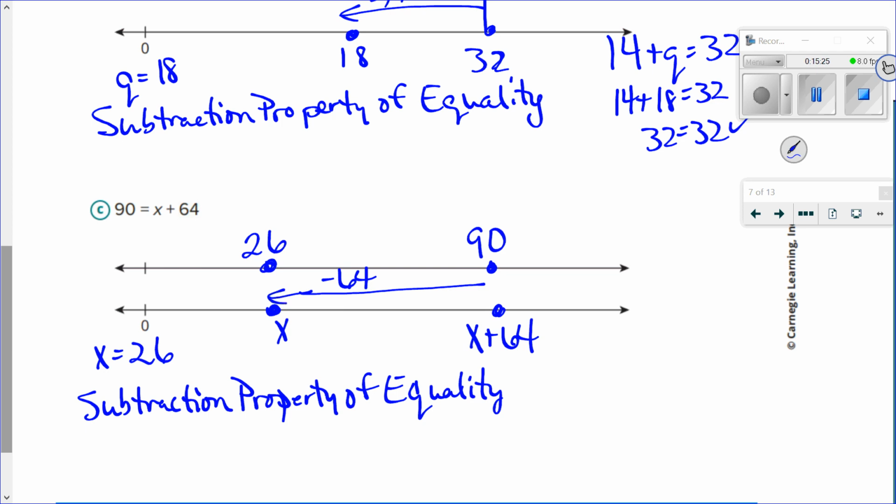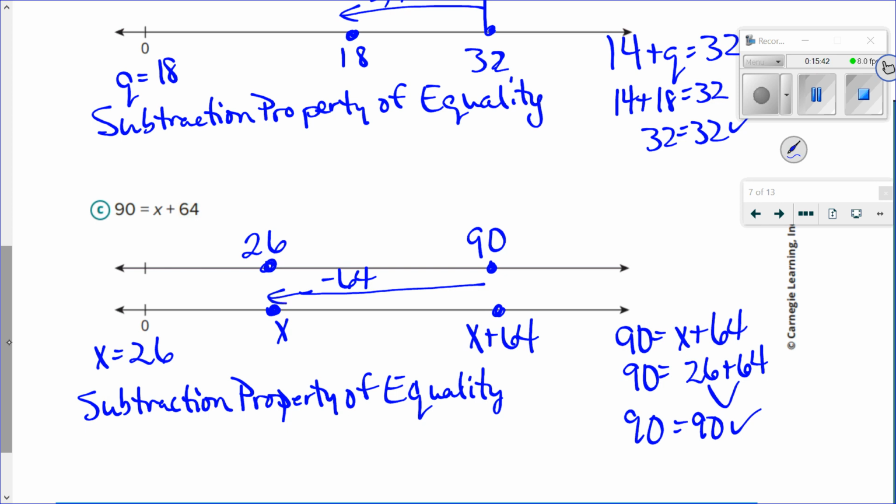I go back to my equation. 90 equals x plus 64. Substitute. 90 equals 26 plus 64. 90 equals 90. Check.